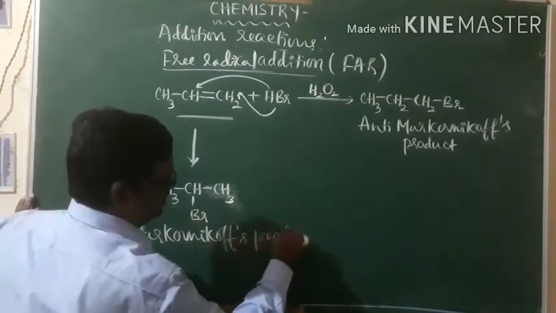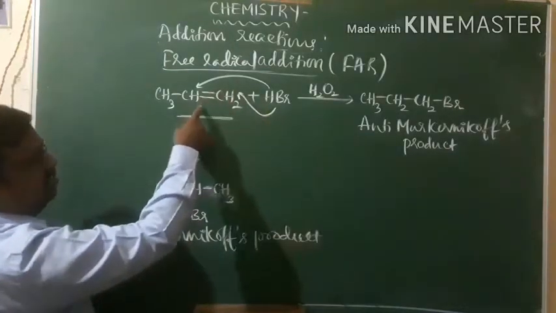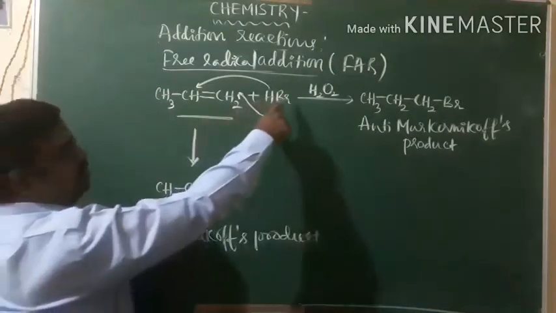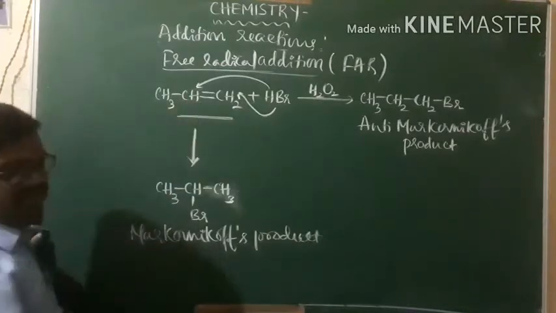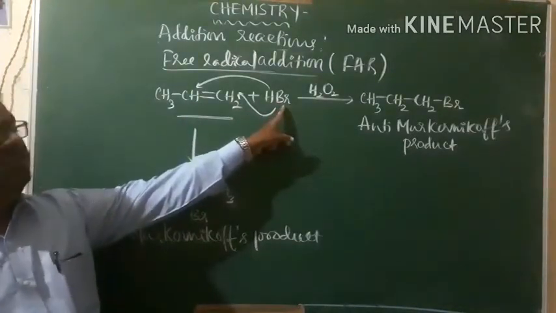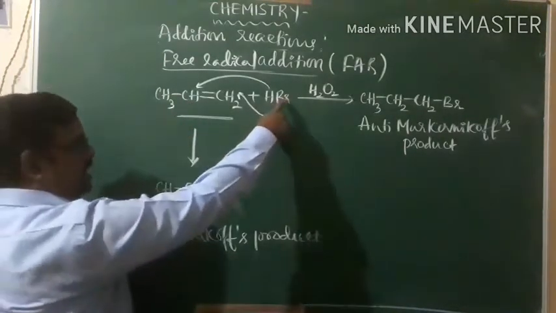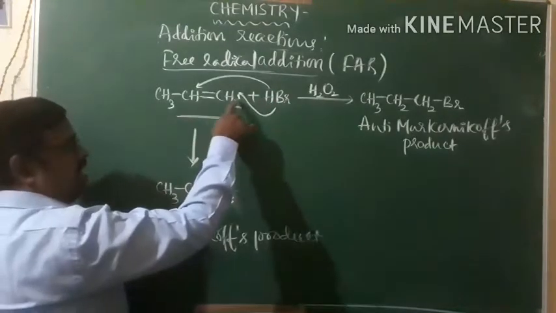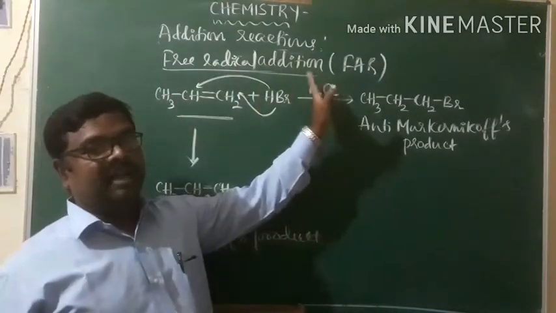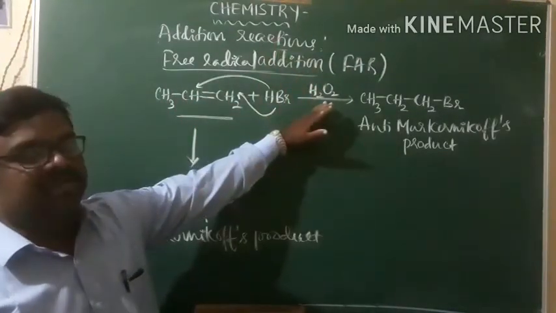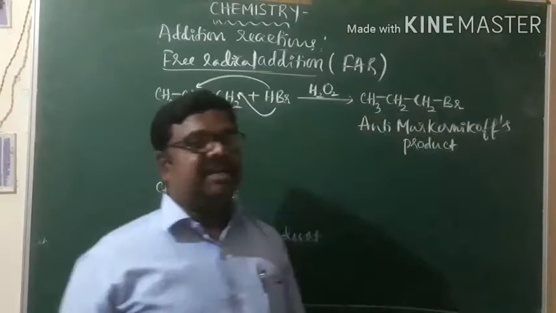We call it Markovnikov's product. According to Markovnikov's rule, during addition of an unsymmetrical reagent to an unsymmetrical alkene, the negative part of the adding molecule will be attached to that carbon atom of the double bond containing the least number of hydrogen atoms. So we connected Br to CH and H to CH2, as per Markovnikov's rule. But if I carry out the chemical reaction in presence of hydrogen peroxide, the reaction will proceed against Markovnikov's rule. Therefore, it is called anti-Markovnikov's product.